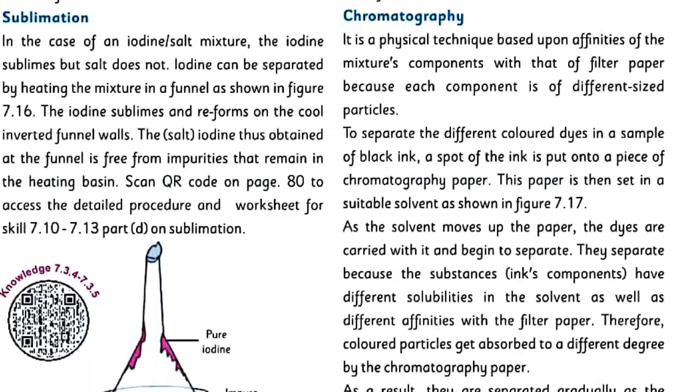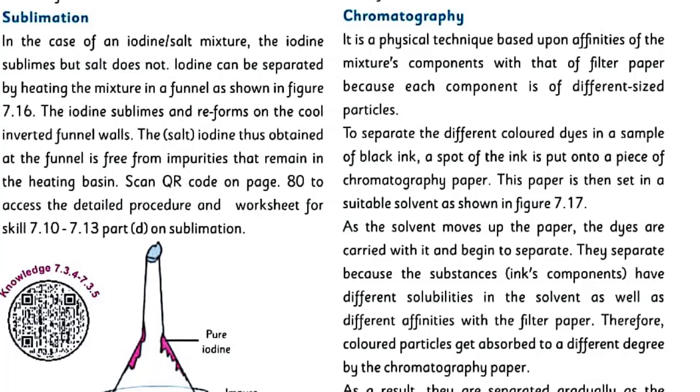Chromatography. It is a physical technique based upon affinities of the mixture's components with that of filter paper because each component is of different sized particles. To separate the different colored dyes in a sample of black ink, a spot of the ink is put onto a piece of chromatography paper. This paper is then set in a suitable solvent as shown in Figure 7.17.